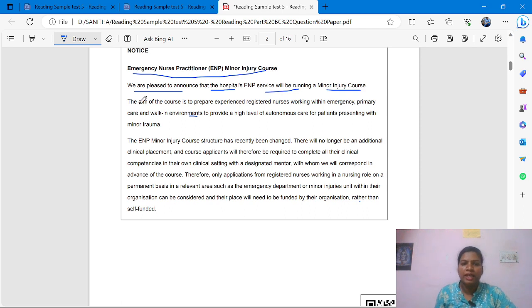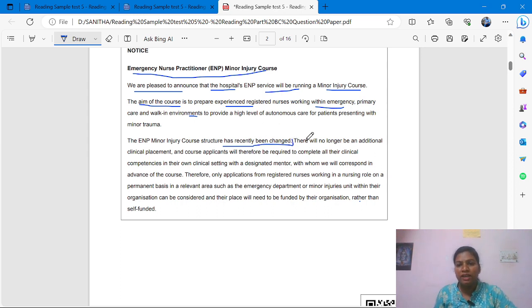The aim of the course, here they are talking about, is to prepare experienced registered nurses working within emergency, primary care and working environments to provide a high level of autonomous care for patients presenting with minor trauma. The ENB minor injury course structure has recently changed. From here they are talking about something different.